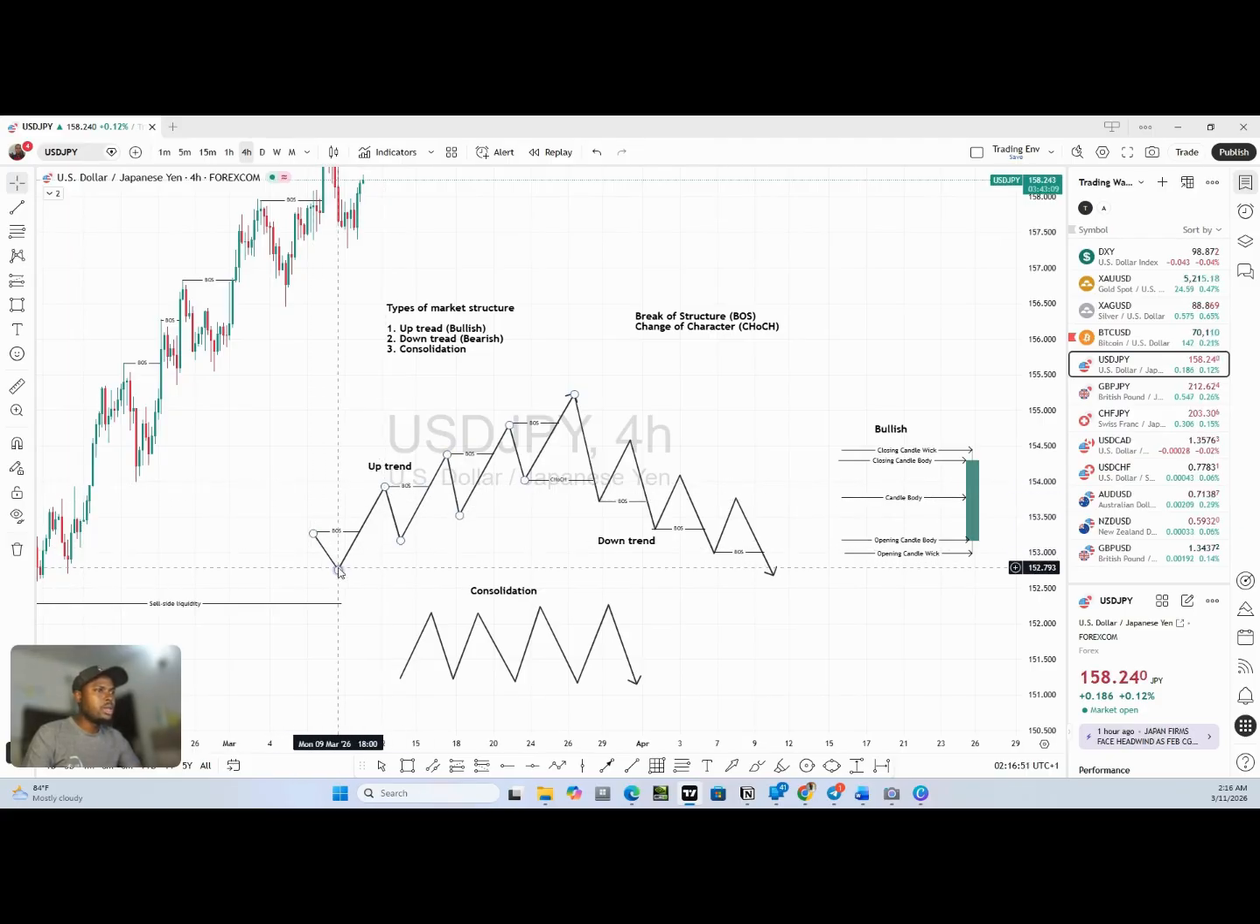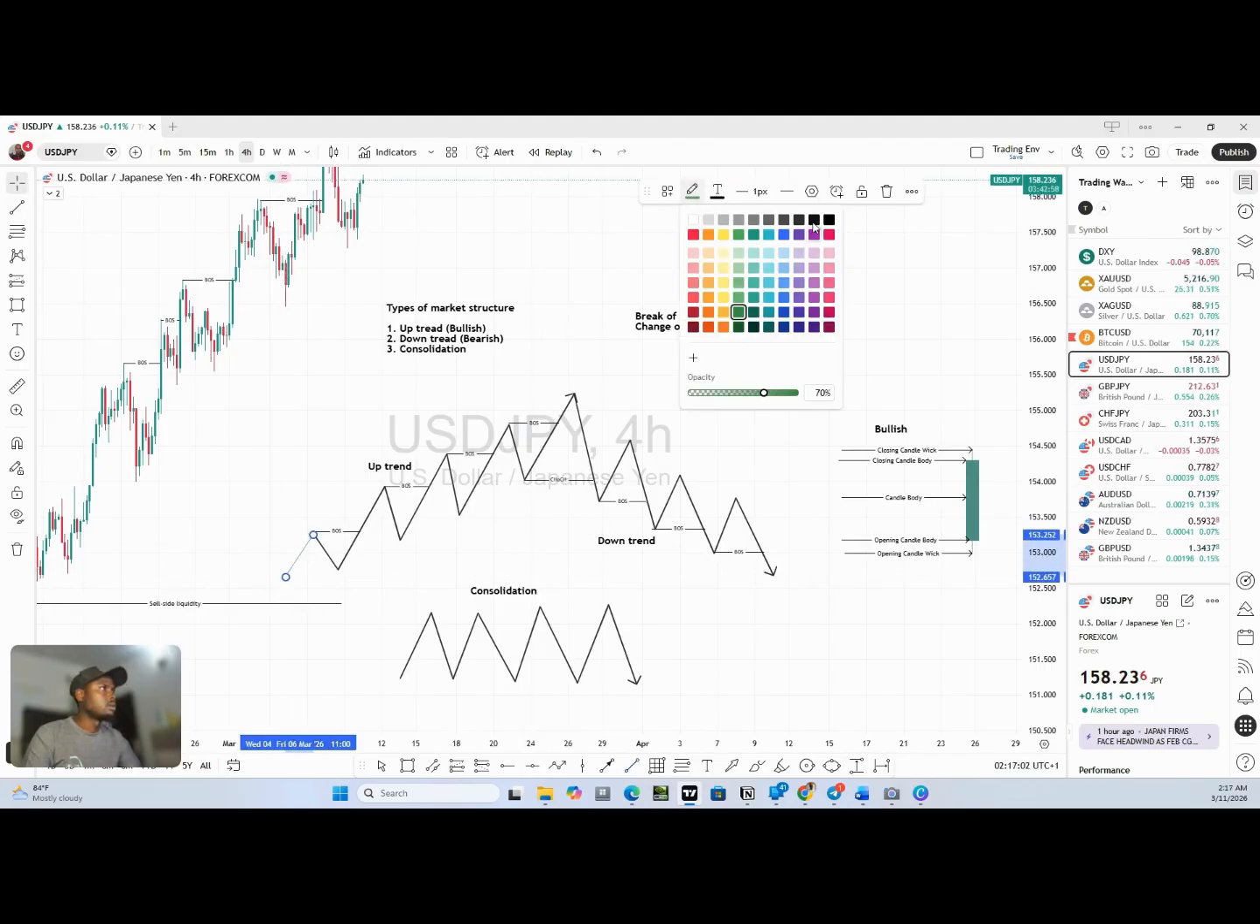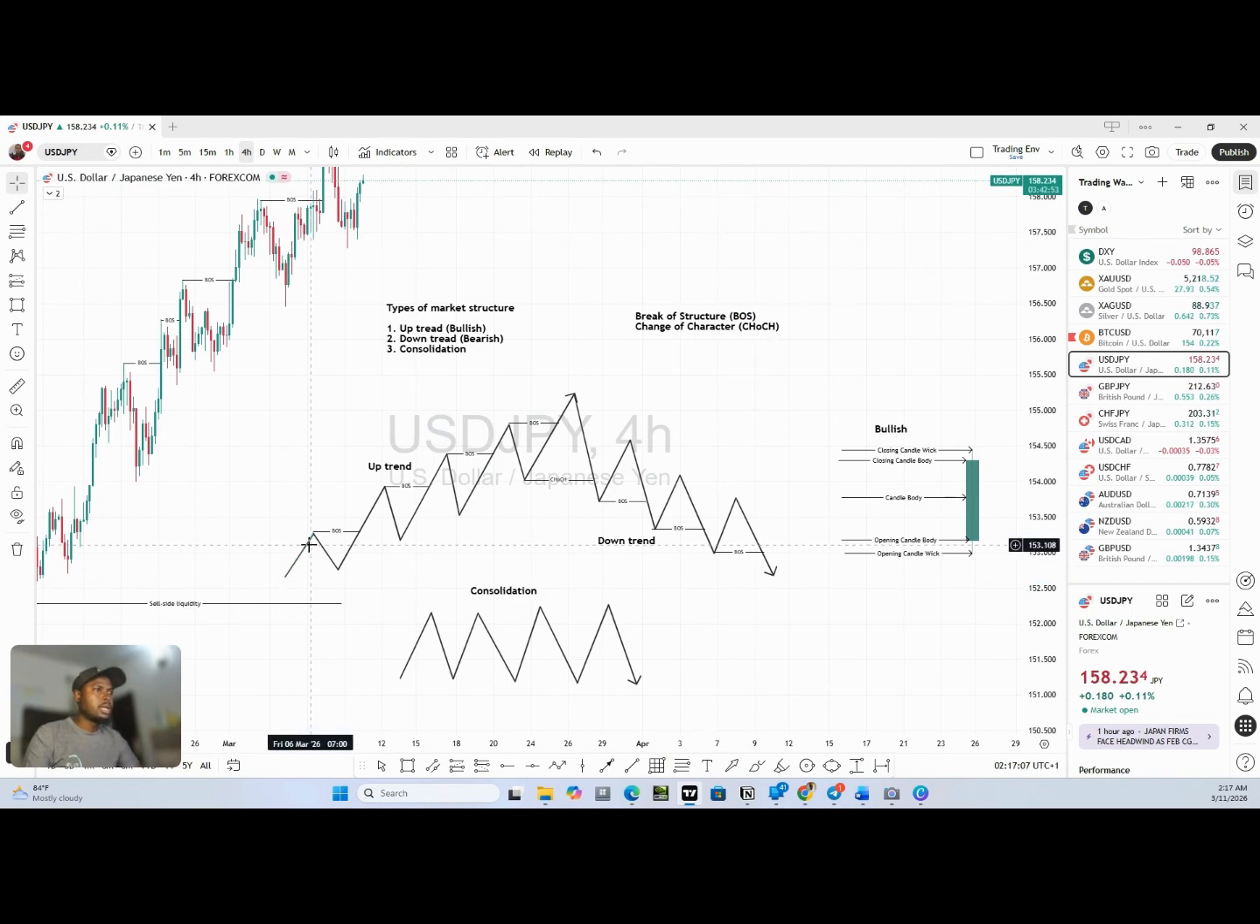So as you can see, when this displacement happens, it is supposed to be something like this, something like this. We have a high here, but when this impulsive move happens, it breaks here. So that's why we call this break of structure. This is the full meaning, break of structure, but the abbreviation is BOS. This is how the market is going up.